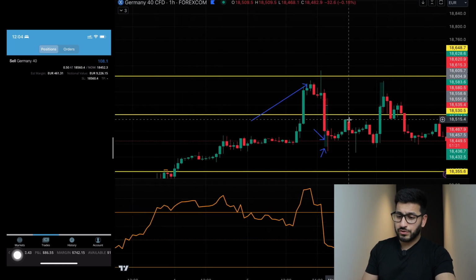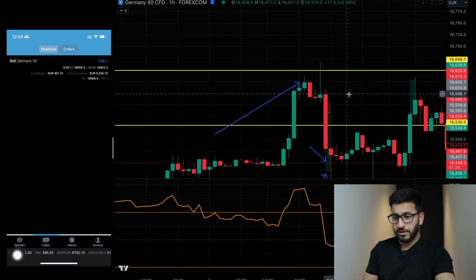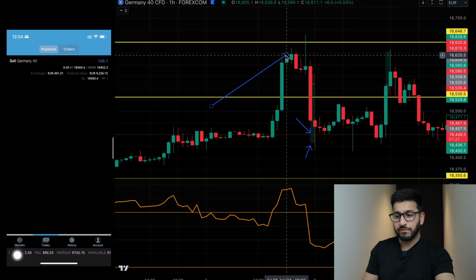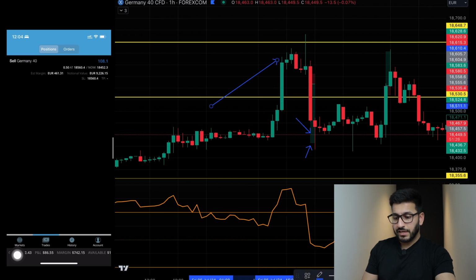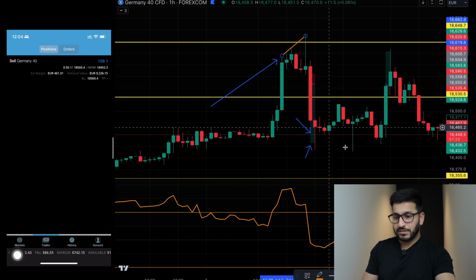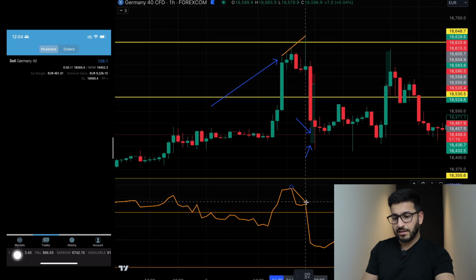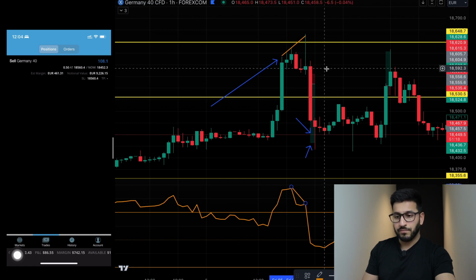So what's the best way to do it? Well, you go here, you wait for some kind of divergence. You can see here the price is going up, but RSI tells us that the momentum is slowing down.